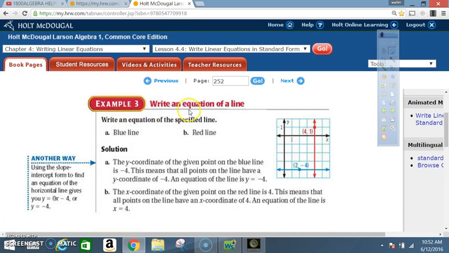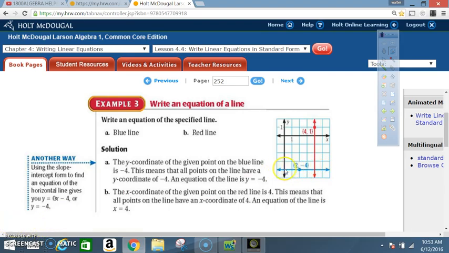Example 3. Write an equation of the specified line. A, the blue line. B, the red line. Solution A. The y-coordinate of the given point on the blue line is negative 4. This means that all points on the line have a y-coordinate of negative 4. An equation of the line is y is equal to negative 4.